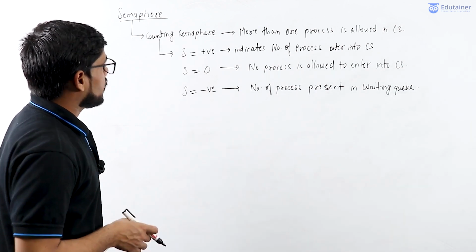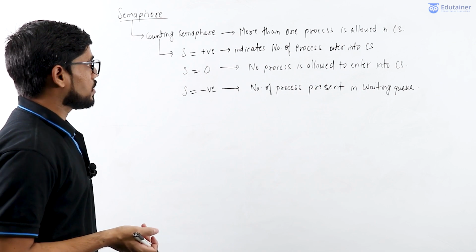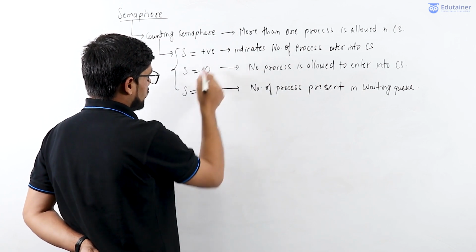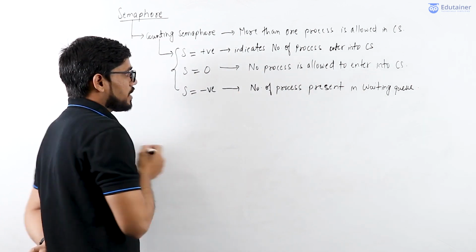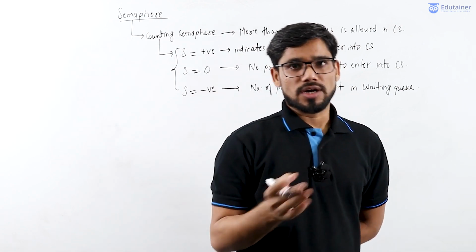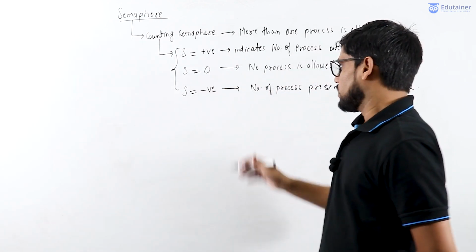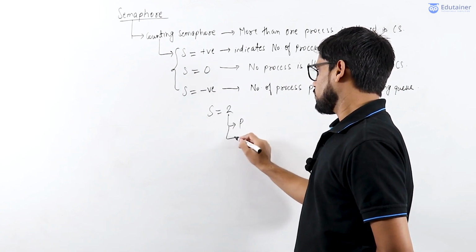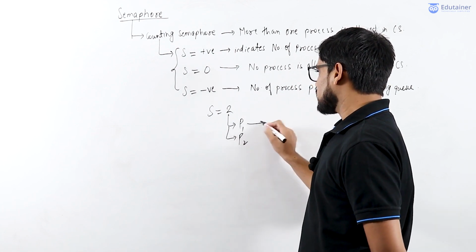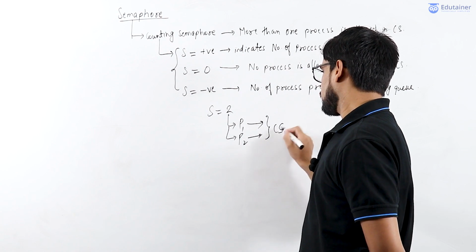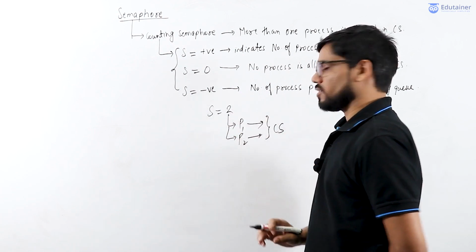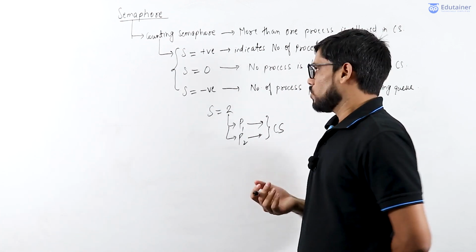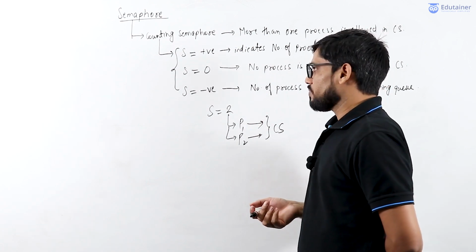If we talk about progress, here progress is guaranteed, because whenever the value of S is positive, negative, or 0, it does not affect other processes entering the critical section. Let's say I have S value 2, that means 2 processes, P1 and P2, simultaneously enter into the critical section. And if another process comes after these 2 processes, then this process would wait in the queue. So here progress is guaranteed.